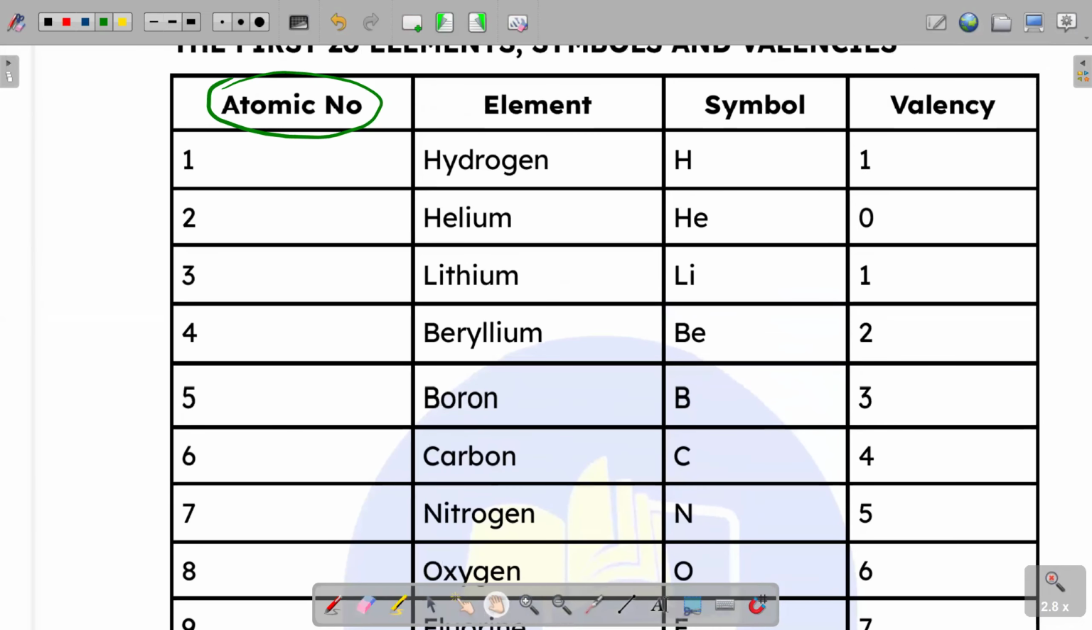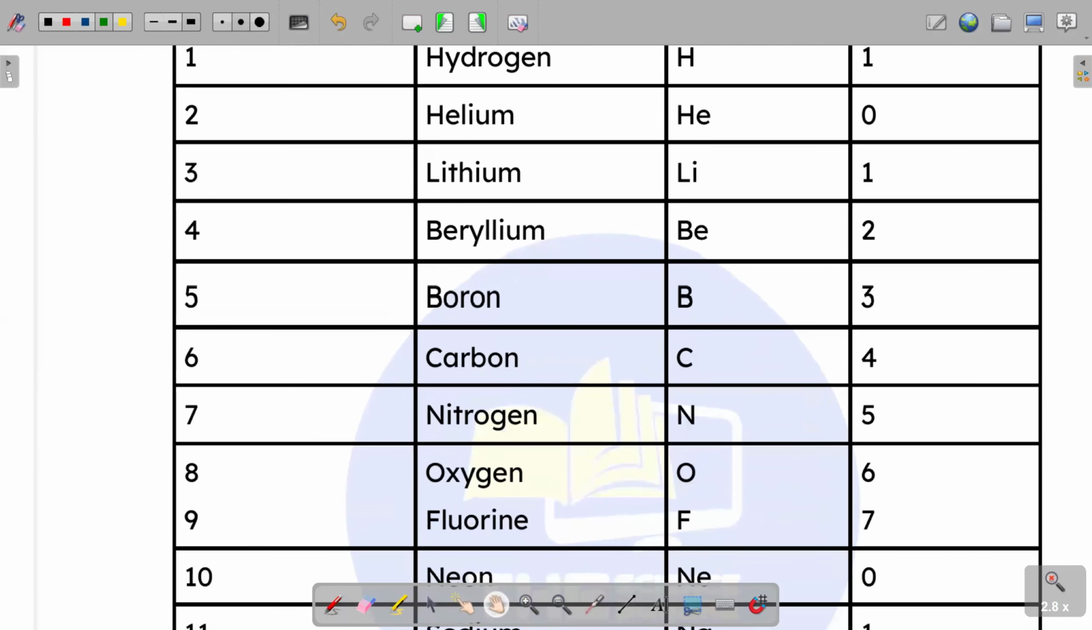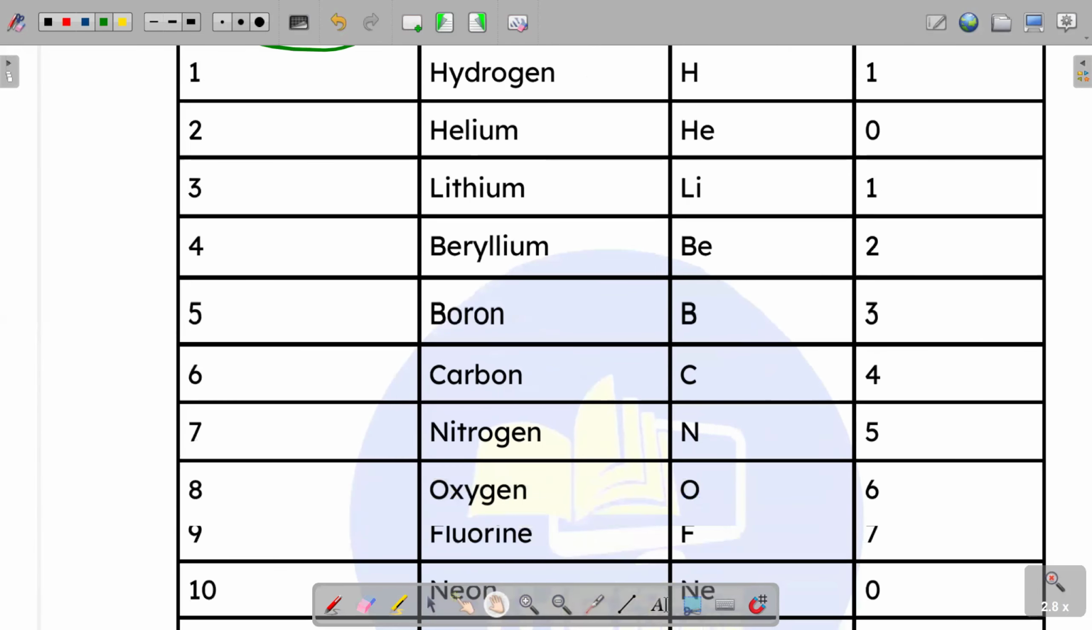So it means hydrogen that has atomic number 1 has just 1 proton. Helium that has atomic number 2 has 2 protons. Lithium that has atomic number 3 has 3 protons. So all these concepts are very, very important because they form the fundamentals of how well you understand some concepts in chemistry. So you should ensure that those concepts are very clear in your head. Now, these are all the first 20 elements.